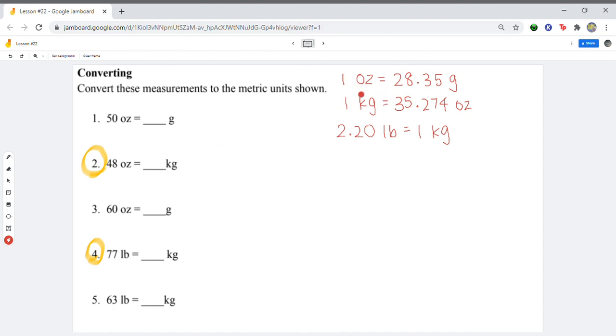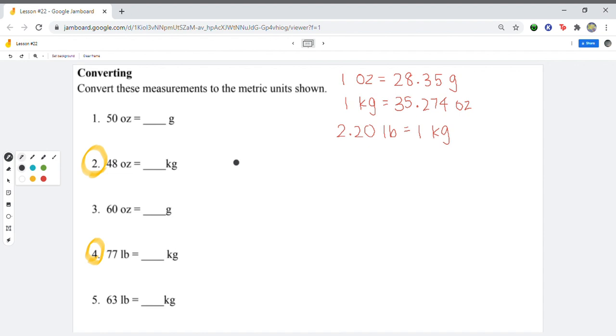Over here, I wrote down how to convert between ounces and grams, how to convert between kilograms and ounces, and how to convert between pounds and kilograms. These will prove to be useful when you're solving these problems. I'll show you how to do these by showing you number 2 and number 4. So now let's get started with number 2. For number 2, we're going to be converting between ounces and kilograms. To be specific, we're converting 48 ounces to kilograms.